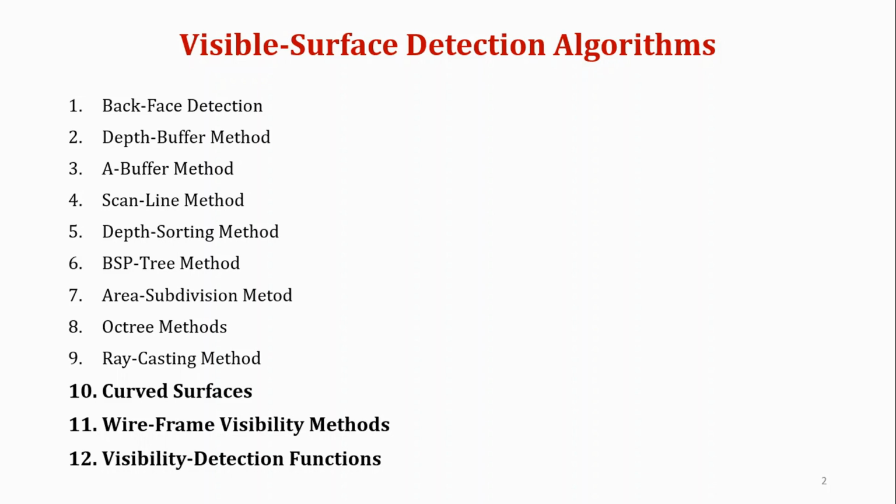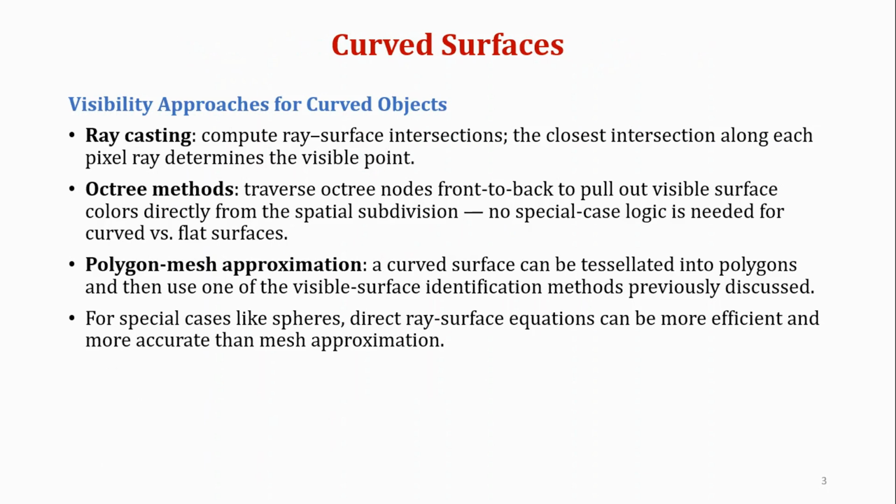Okay. So first approach will be the curved surface. So let us start. Visibility approaches for curved objects: for three methods, we already saw ray casting, octree method, polygon mesh approximation. So ray casting we already saw: projecting a ray from a screen pixel to the object, and the nearest intersection will be taken. That is what we discussed.